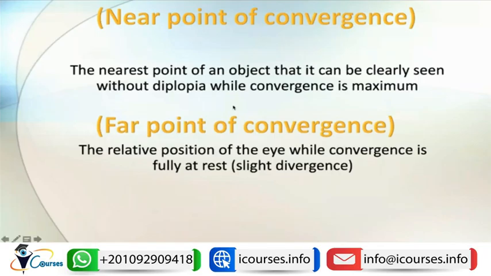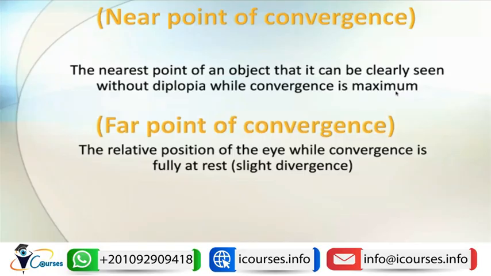So the near point of convergence is the nearest point of an object that can be seen clearly without diplopia, while the convergence is maximum. If you want to test it now, just put your index finger in front of your eyes and slowly approximate it toward your eyes until you see it double. The moment just before you see it double is what's called the near point of convergence.